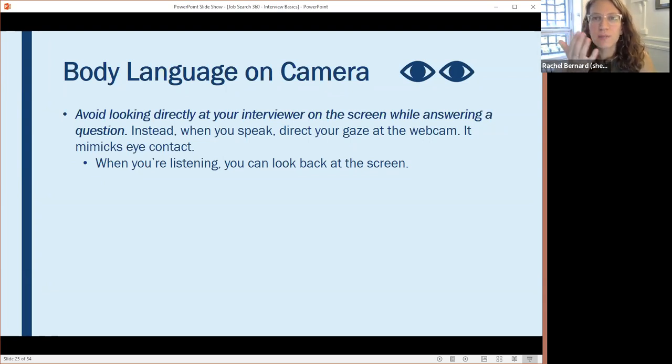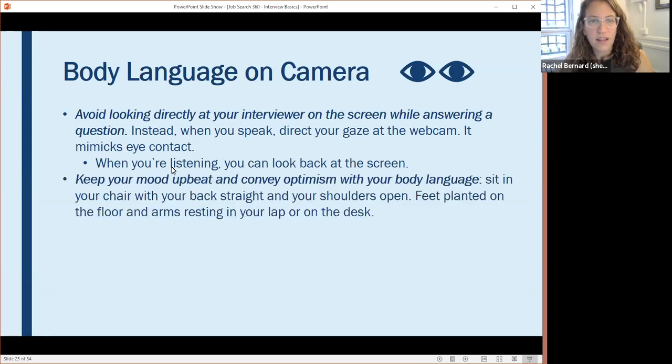And so when you're speaking, try to look into the camera because it looks like you're making eye contact. And then when you're listening, you can look at the person, but it feels unnatural. So you'll need to practice it to look at the webcam. Keep your mood upbeat and convey optimism in your body language. So try to sit with your back straight and shoulders open, feet planted on the floor.